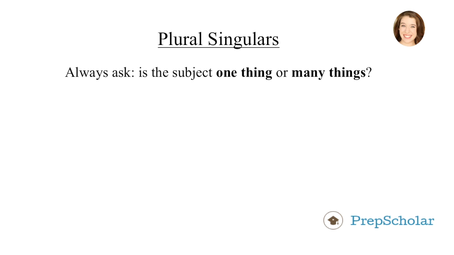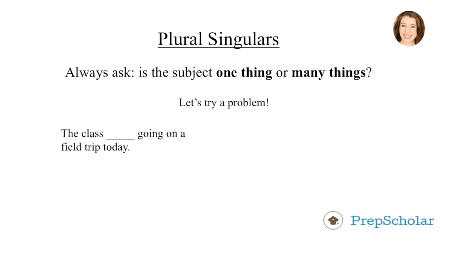Let's try a problem to put this into practice. The class blank going on a field trip today. Okay, so what are our options? Are or is. What we have to do is determine whether or not our subject is one thing or many things, singular or plural. So our subject has to be class, right? That's the only real noun that's in this sentence. It's the thing that's taking the action in the sentence. So class, is that one or many things?